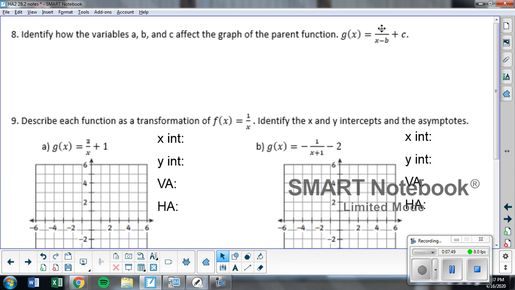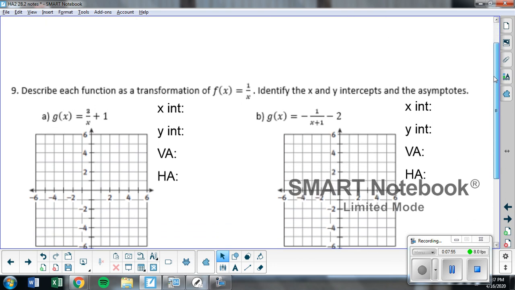Now a could be a fraction. You would kind of see it in the denominator. You don't have to write all that if you don't want to.